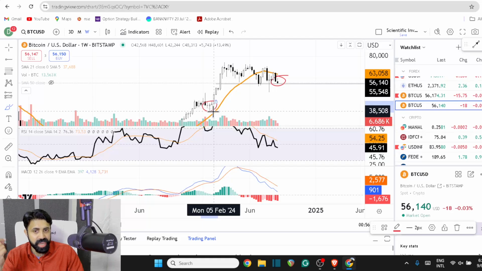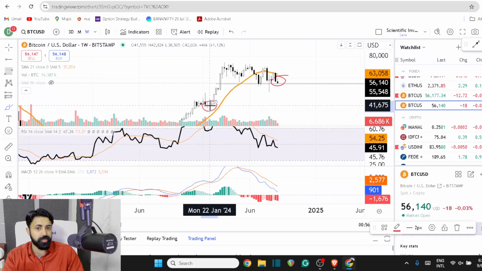There can be a wick to the downside, like we've seen in Jan 2024. But we all knew how it was going to end. And then it came to that target.